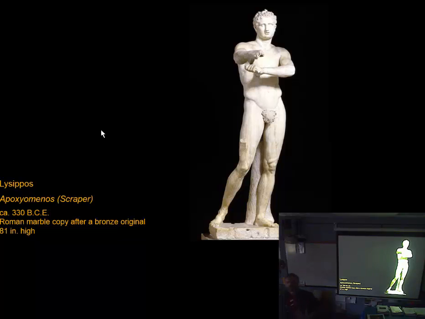Late classical period, reforming, transforming the Polykleitan. Yeah, Justin, we already established that you were talking. He's got a kind of thing going. This is called the Scraper, the Apoxyomenos. Apoxyomenos is like the boxer or wrestler, so the character is sort of getting stretched out.